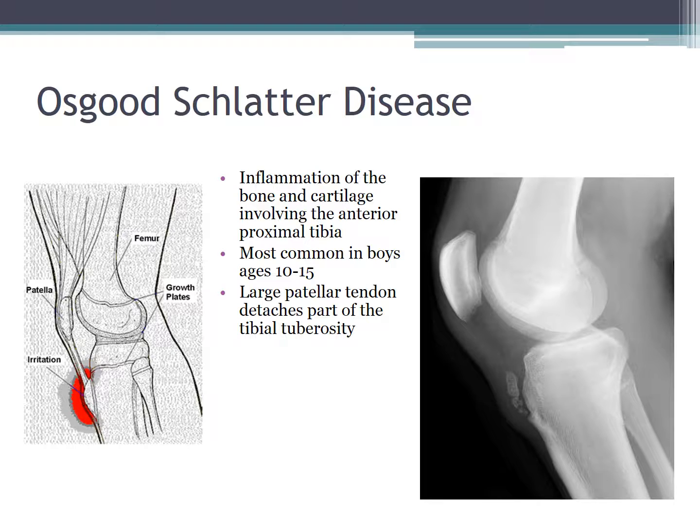Osgood-Schlatter disease is a disease where the tibial tuberosity breaks away from the tibia because of the patellar tendon pulling it away. This is very common in adolescent ages, 10 to 15, who are growing quite quickly, and that tendon just pulls away.